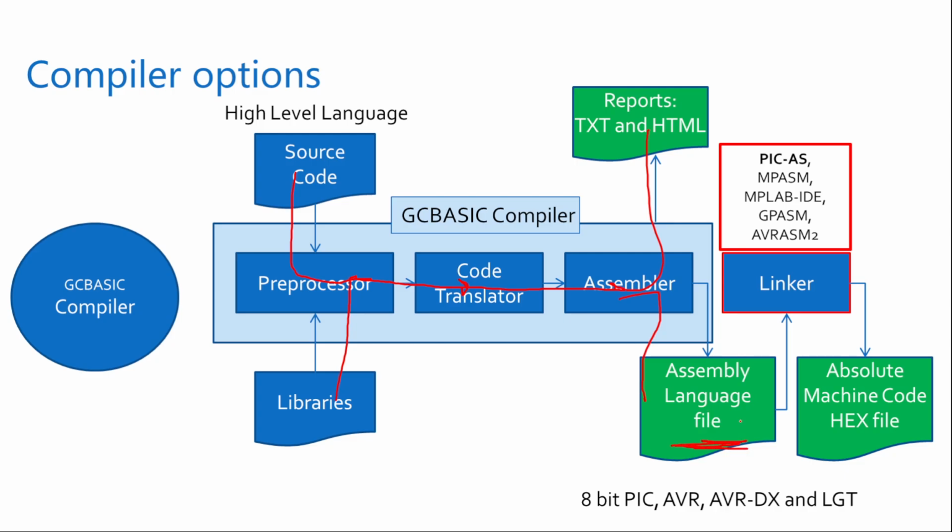You can then push that into a linker to generate the hex file, and it can be PIC-AS, MPASM for legacy chips only, or MPLAB IDE. You can push it out to that. GPASM, AVRASM too. There is validity in doing that. And I'm going to show you one of the reasons why.